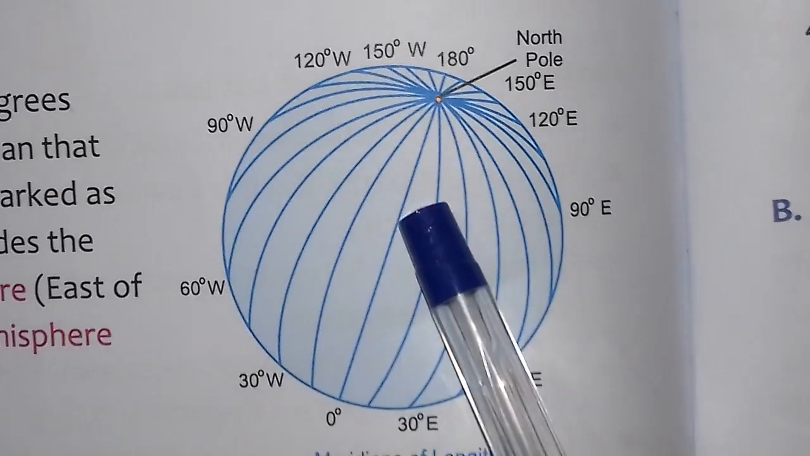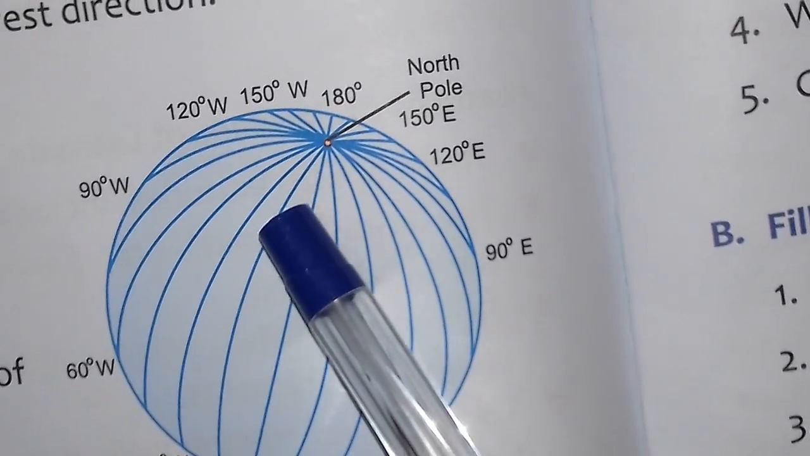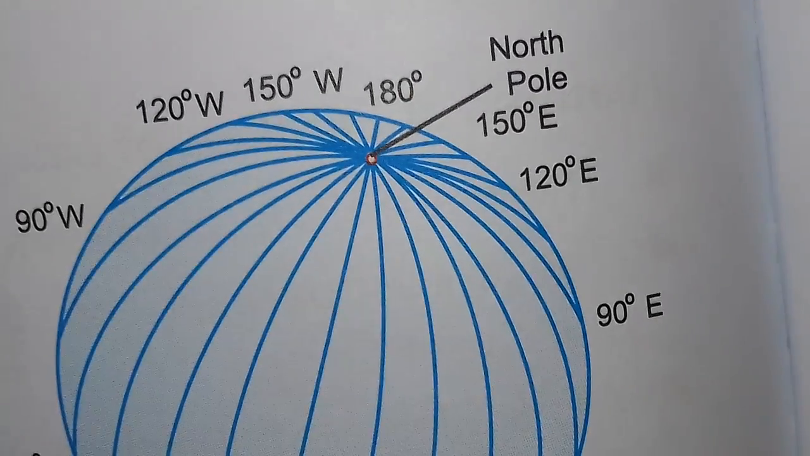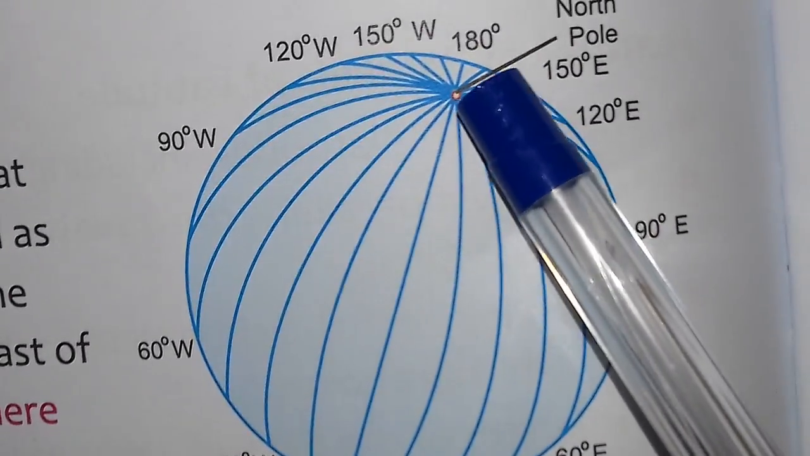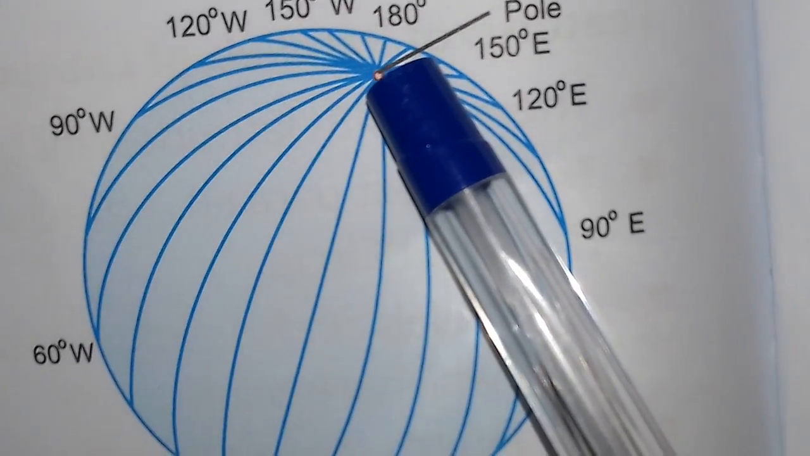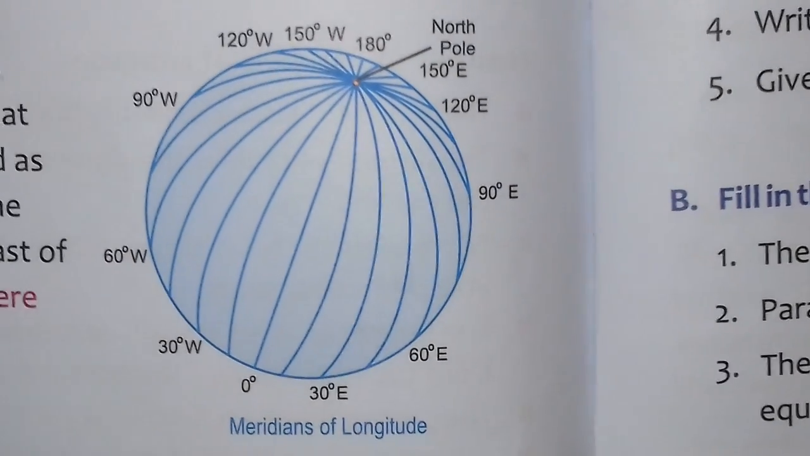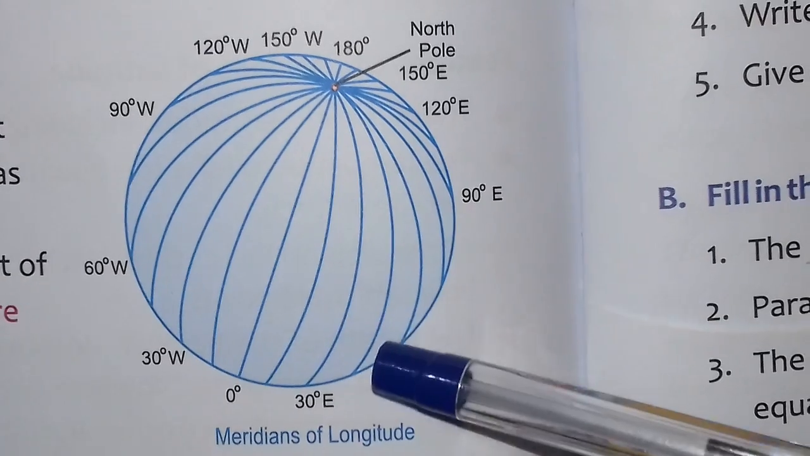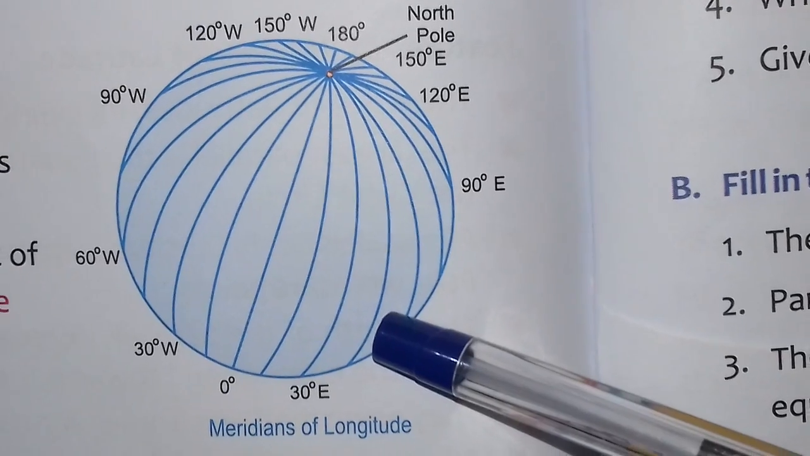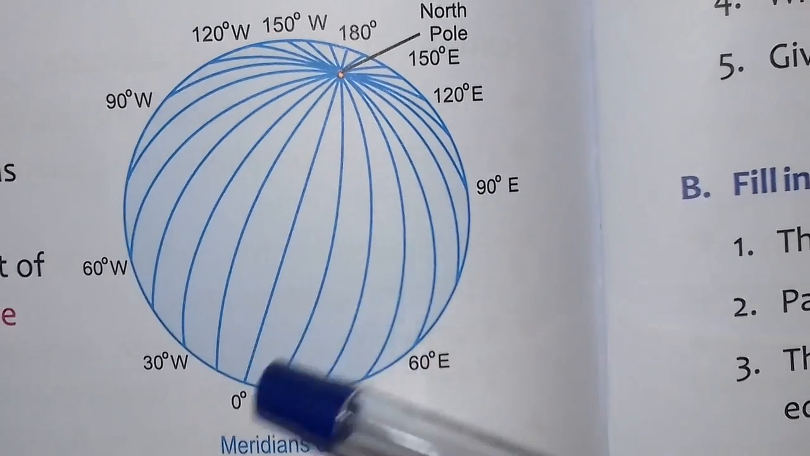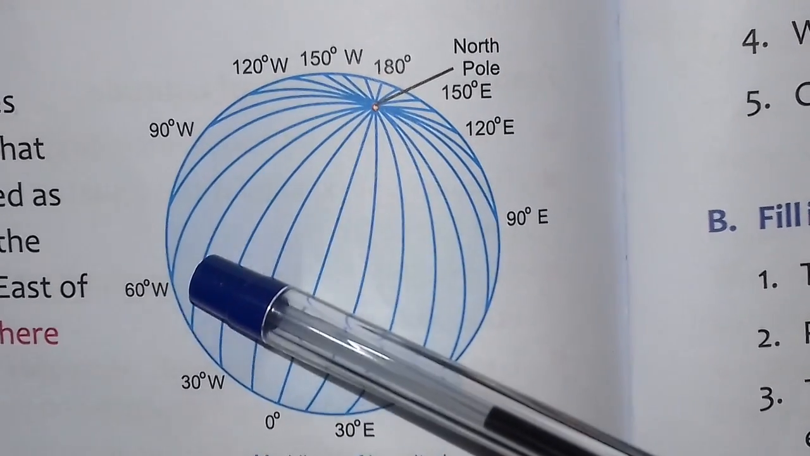And it keeps on decreasing as we move towards the North Pole or towards the South Pole. At the North Pole and South Pole, they are just 2 points where they all meet. The longitudes to the east of the prime meridian are denoted with the symbol east, and longitudes to the west of the prime meridian are marked with the symbol west.